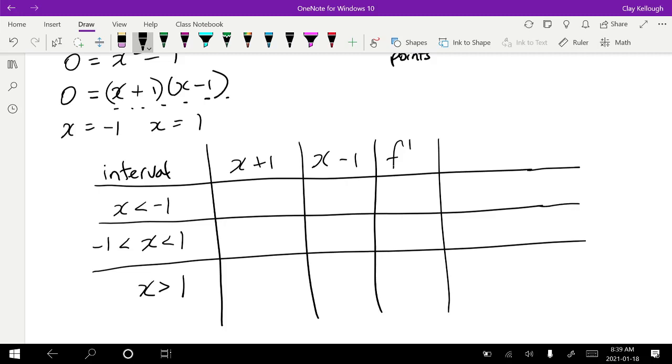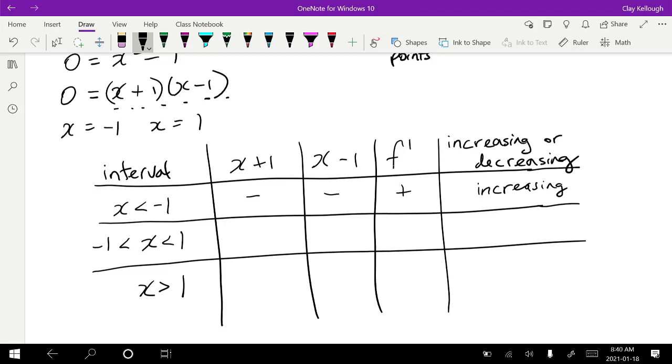I think the book doesn't put an extra line on here, or an extra part to this chart, but I like having this part where I just determine whether I'm increasing or decreasing. So here we go. So x plus 1. Pick a number smaller than -1. Well, -2 sounds reasonable, right? So let's pick -2. -2 would make this factor negative. It would make this factor negative. And a negative times a negative is a positive. So it's increasing on the left of my first critical point.